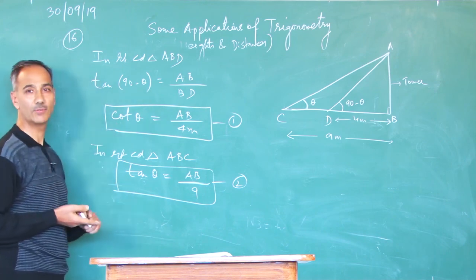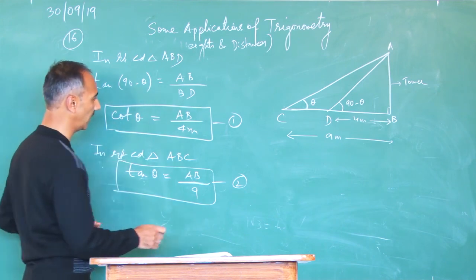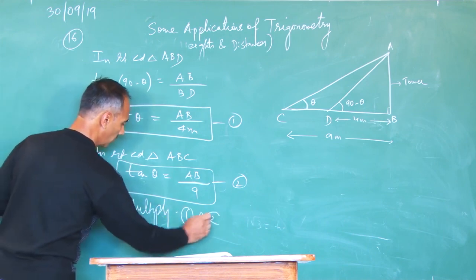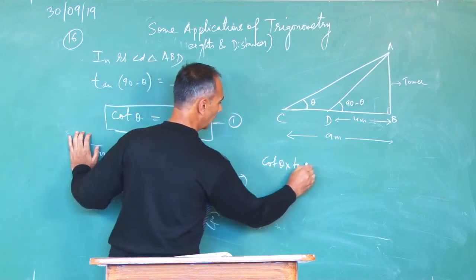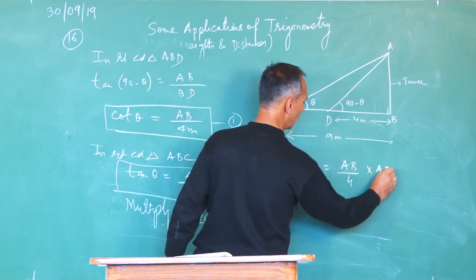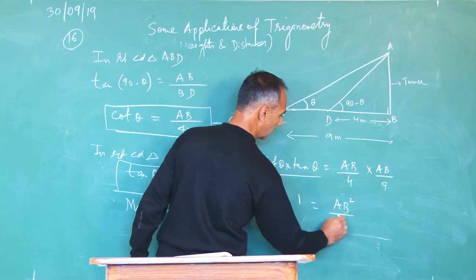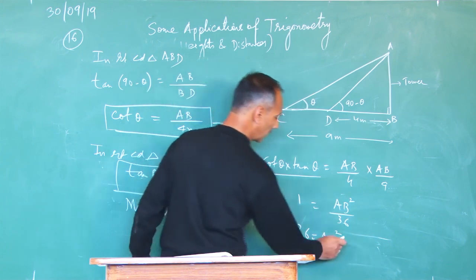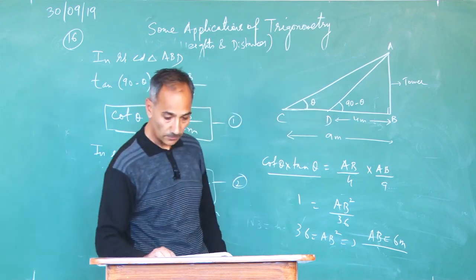So we are going to multiply equation 1 with 2, because tan into cot is 1, cot being its reciprocal. Cot is 1 upon tan. So you will multiply 1 and 2. When you multiply 1 with 2, you get cot of theta into tan of theta is AB by 4 into AB by 9. This gives you 1. So you get AB square is 36, or 36 is AB square. When you take the positive square root, this gives you AB is 6 meters. That's what we were going to prove.